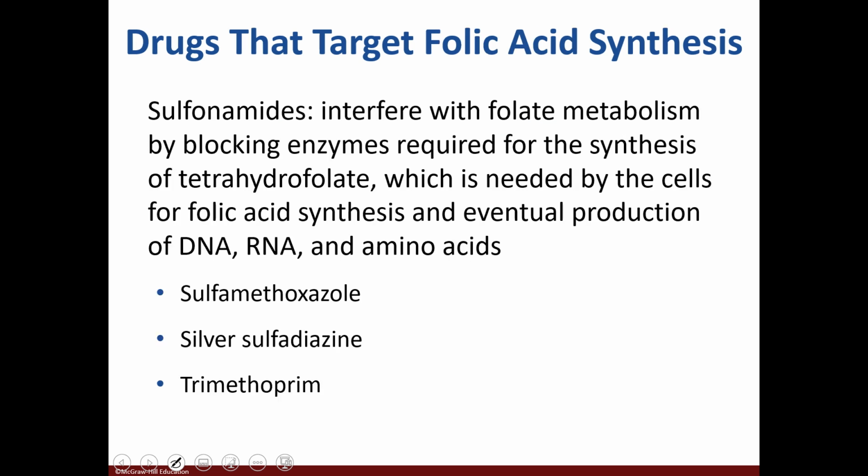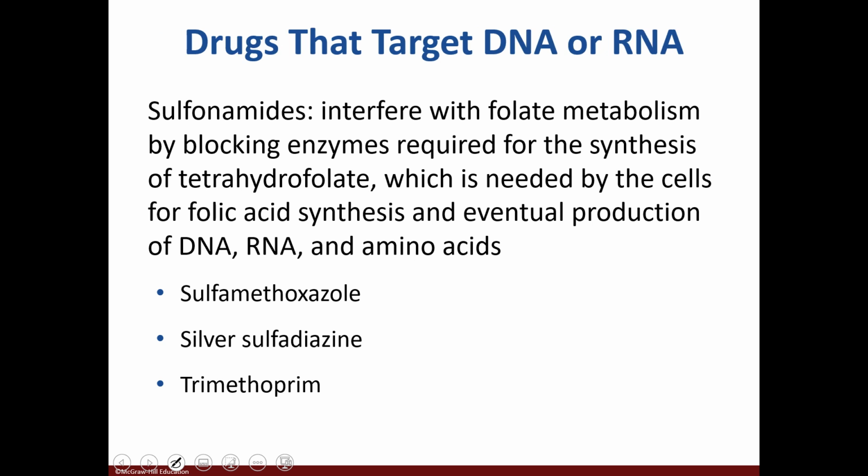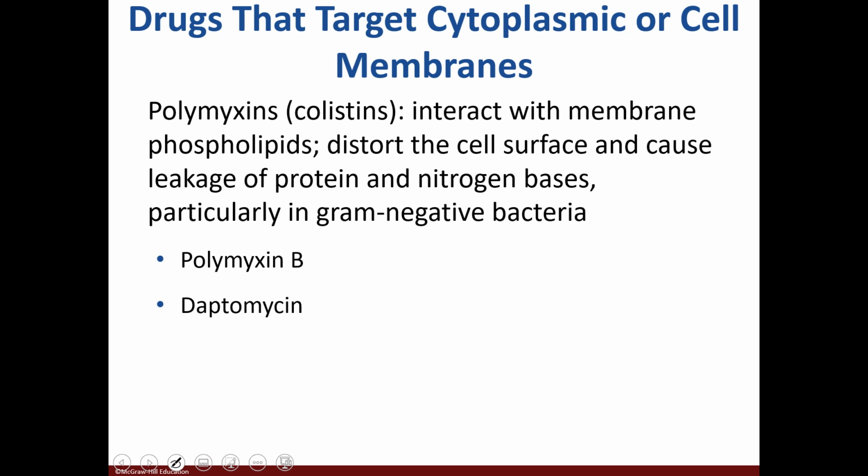Folic acid synthesis is also another target. Sulfonamides prevent the synthesis of tetrahydrofolate, which is necessary for not only folic acid synthesis, but also DNA, RNA, and amino acid synthesis. As I just mentioned, the sulfonamides directly prevent the synthesis of DNA and RNA. Polymyxins target the cell membrane by affecting phospholipids and causing proteins and nitrogen bases to leak out.